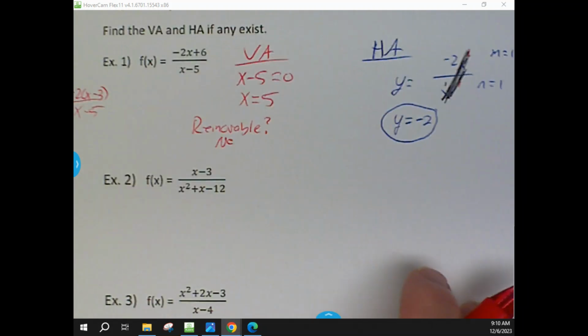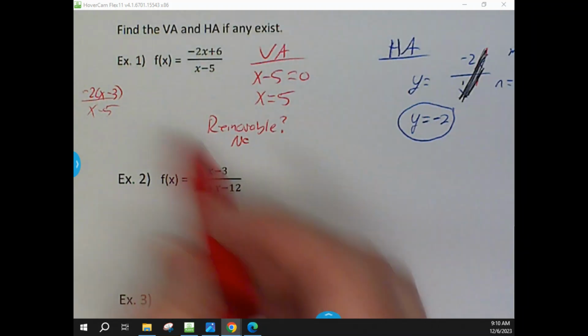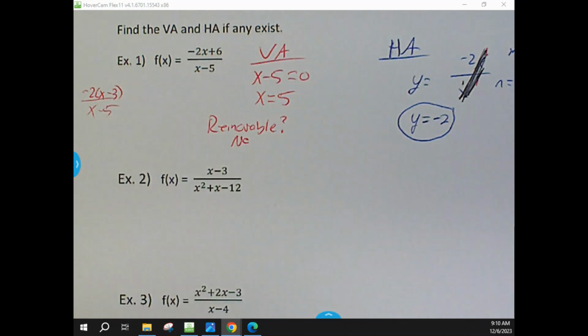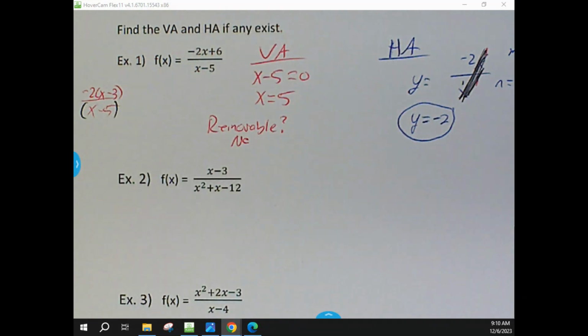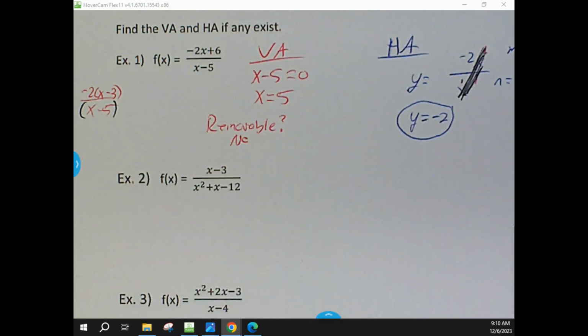Okay, so if we factored it out over here, it would look like that. But again, those two things won't cancel out, because you've got to realize that when you've got this denominator, you've got to think about that being in parentheses. You have to have exactly the same thing in the numerator and denominator to cancel.